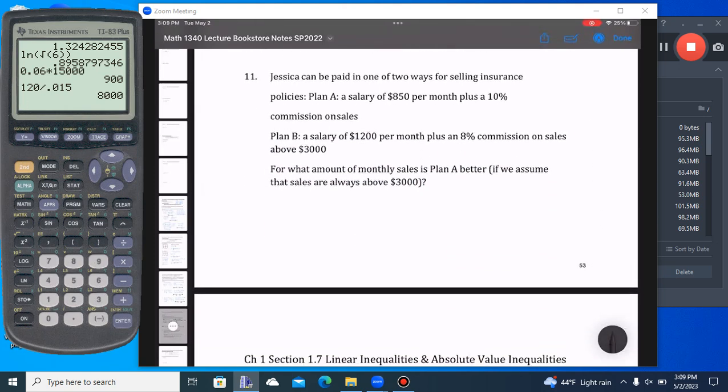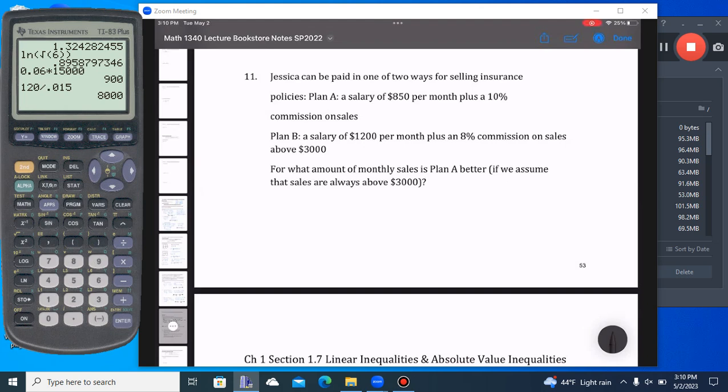The next one is Jessica wants to compare two ways of selling insurance. The first way is Plan A, which has a salary of $850 per month plus a 10% commission. Plan B has a salary of $1,200 per month plus an 8% commission on sales above 3,000. So we're going to assume that all sales are above 3,000, and then we're going to look at what is better, Plan A or Plan B. Actually, we're going to look to see when Plan A is better than Plan B.